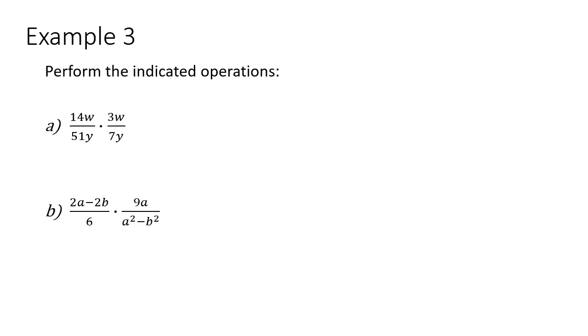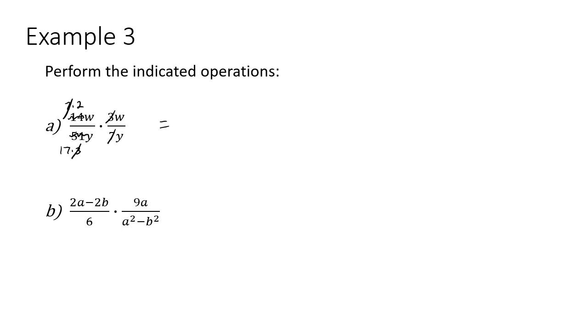So let's take a look at some examples involving multiplication and division of rational expressions. And we'll start off with a pretty simple one in part A. So we've got 14w over 51y times 3w over 7y. Now, the letters won't cancel each other. There are no w's down below to cancel with the ones above, and there are no y's above to divide with the ones below, but the numbers we can reduce. Because 14 is 7 times 2, we can divide the 7 through that. And then 51 is 17 times 3, so the 3 will divide into that evenly as well, so we can cancel that.